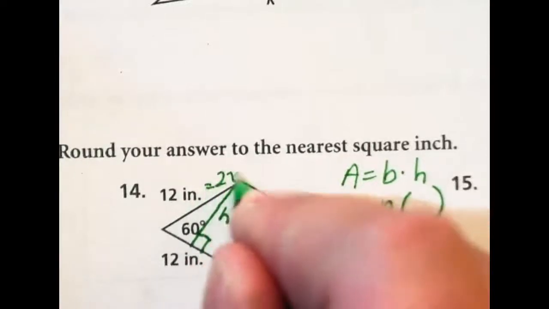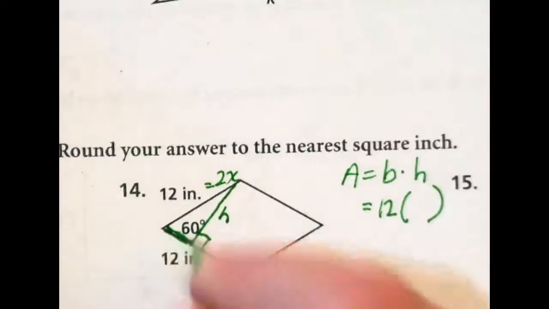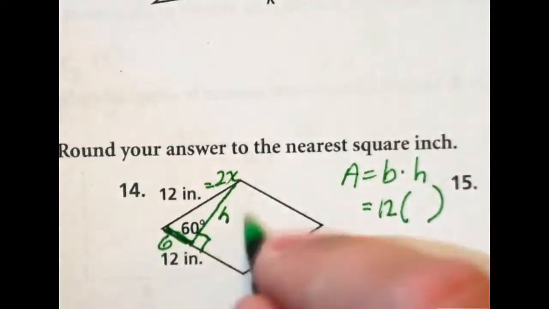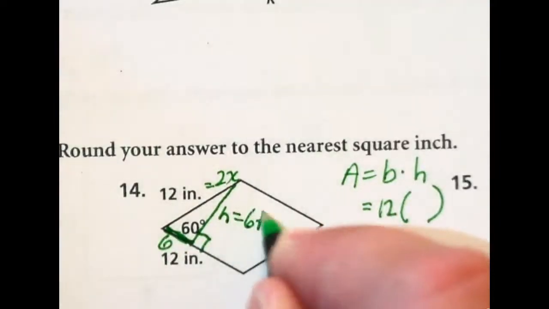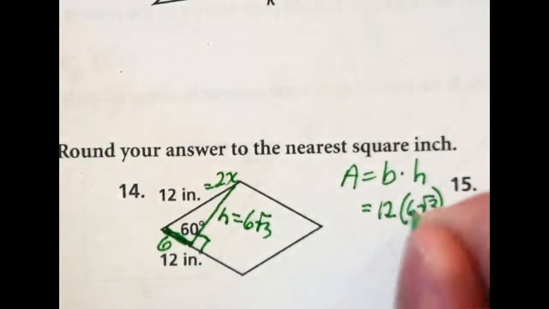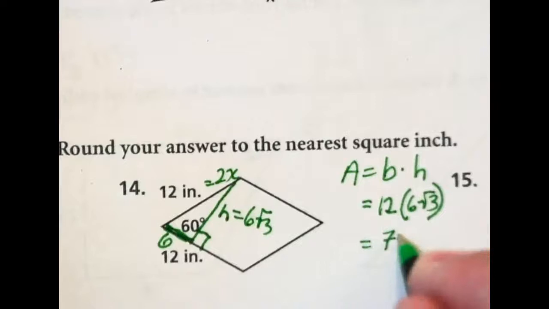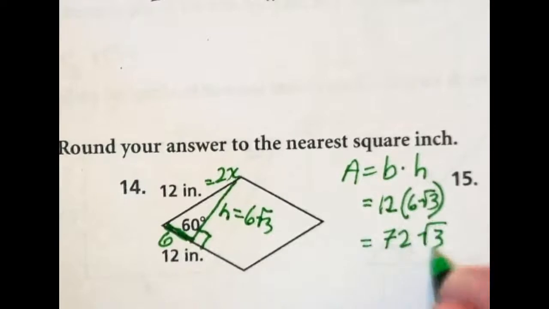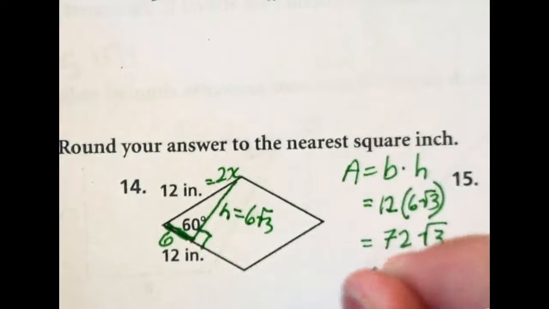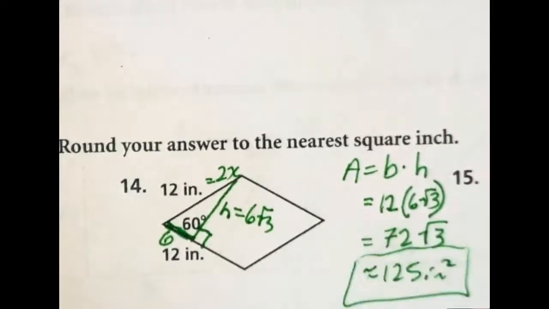Okay, 12 equals 2x, so 1x is? X is 6, so that links 6. That makes this 6 root 3. 6 root 3 times 12 is 12 times 6, or? 72 root 3, which becomes about 125 square inches. Yeah, that's what I meant. Good.